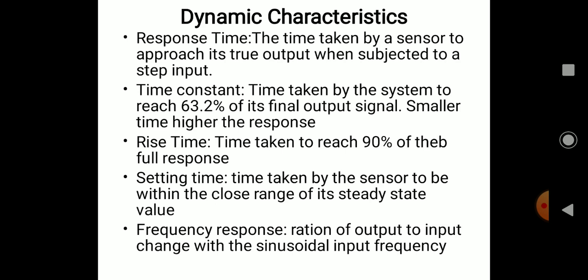Then we can see dynamic characteristics. Dynamic characteristics means the time-variant characteristics of the instrument. Response time is the time taken by a sensor to approach its true output when subject to a step input. That means, suppose we are giving one bar pressure into a pressure transducer or something.